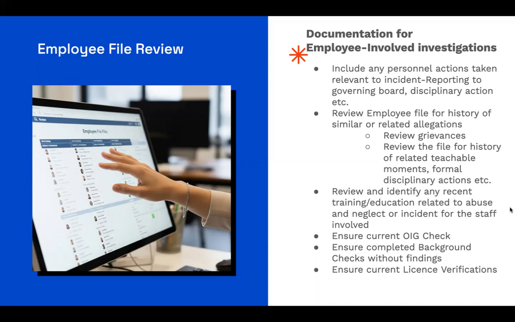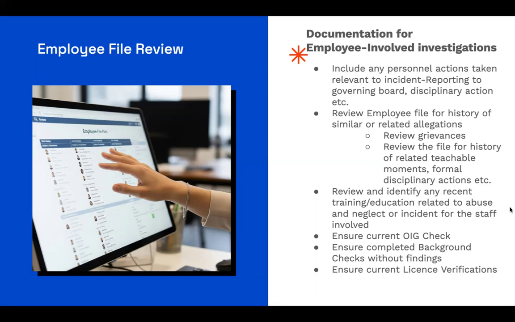In this, I will also tell you, I think it's important to review grievances for the last 3 to 6 months and see if that person has been involved in any similar related type grievances that might be showing an escalation of behavior from that employee. Review the file for history of related teachable moments, formal disciplinary actions, etc. Review and identify any recent training and education related to abuse and neglect or incidents for the staff involved. Again, it's not something you're going to want to try to track down beforehand.